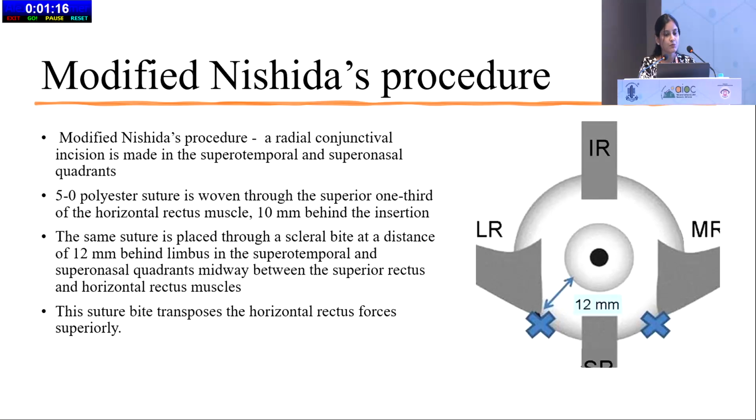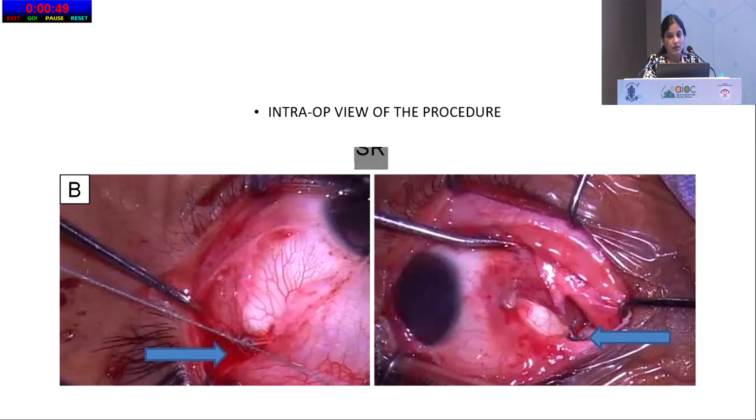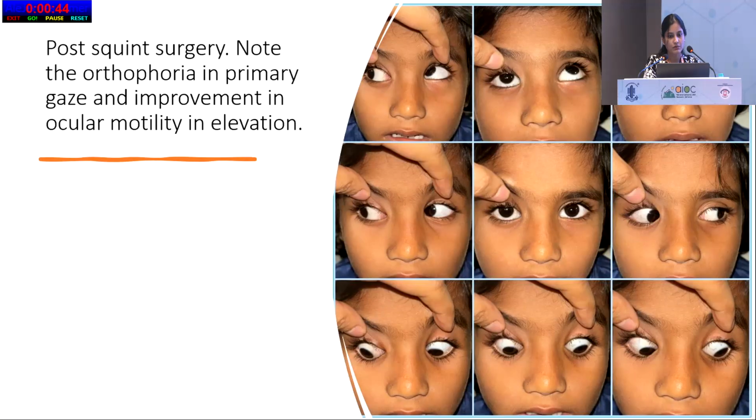In the modified Nishida's procedure, a radial conjunctival incision is made in the supratemporal and supranasal quadrants, and a non-absorbable polyester suture is woven through the superior one-third of the horizontal rectus muscles, 10 mm behind the insertion. The same suture is placed through a scleral bite, which is 12 mm behind the limbus, midway between the superior rectus and the horizontal recti. The suture bite then transposes the horizontal recti superiorly. So these are the intraoperative pictures of the modified Nishida's procedure.